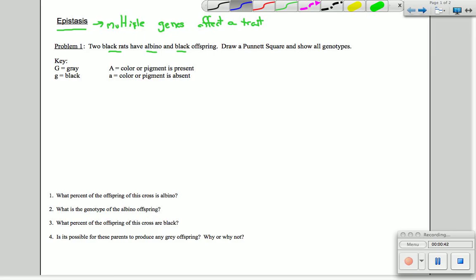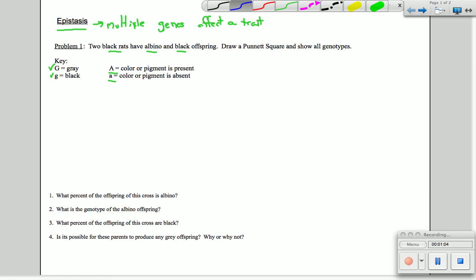So I wanted to determine what the possible genotypes are for all of the individuals involved here. Notice in our key that we have the alleles for color, gray and black, but we also have the alleles for pigmentation. Pigmentation is either absent if it's recessive or present if it's dominant.